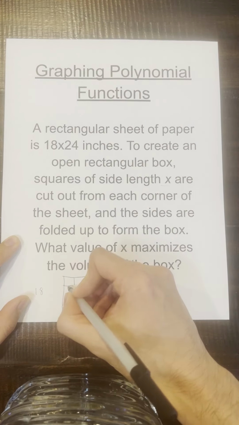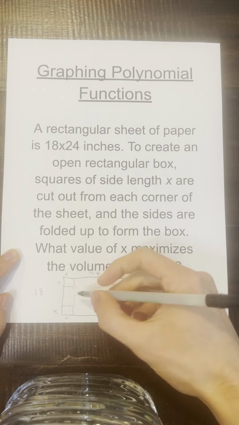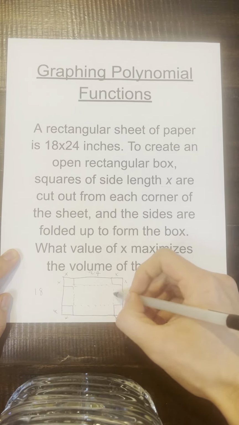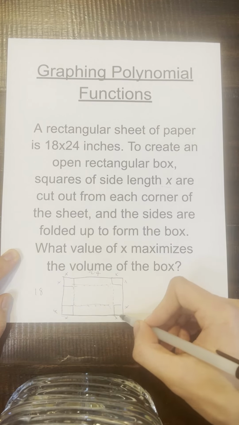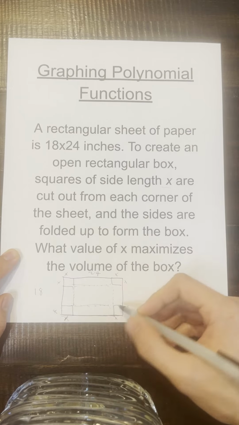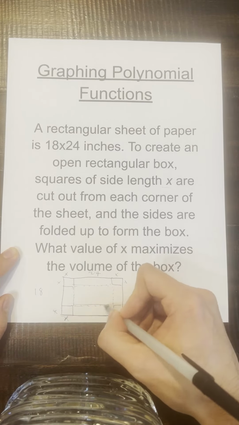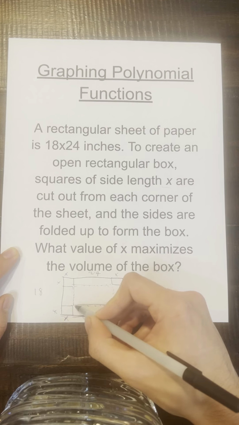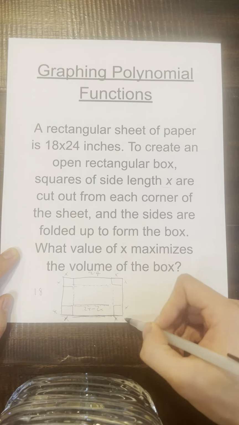It's x. So this length is x, this length is x, x, x. So this is going to be the base of our box. Initially, this is 24 inches long, right? And we're taking away x inches here and another x inches here. So how many inches are we left with for over here, which is the same length as this? 24 minus 2x, because we're taking away 2x in total.